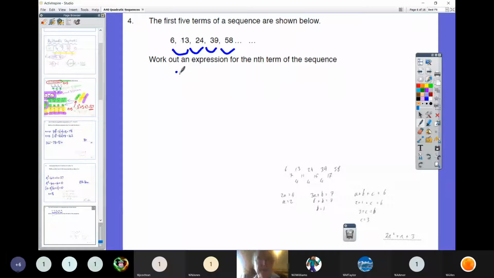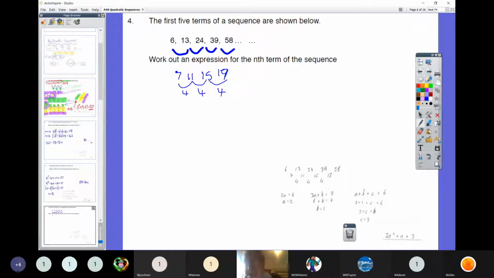So between 6 and 13 is 7. Between 13 and 24 is 11. Between 24 and 39 is 15. And between 39 and 58 is 17. So that is our first difference. You then go and work out the second difference. Difference between the 7 and 11 is 4, 11 and 15 is 4. Sorry, that one on the end I said it was 17, I meant to say 19. And between 15 and 19 is 4.